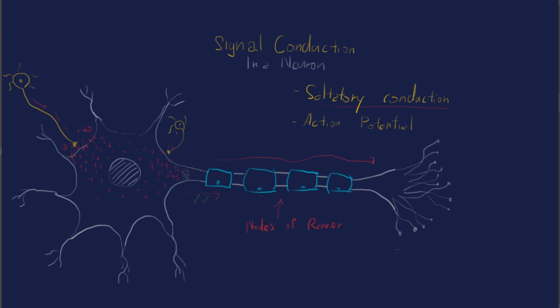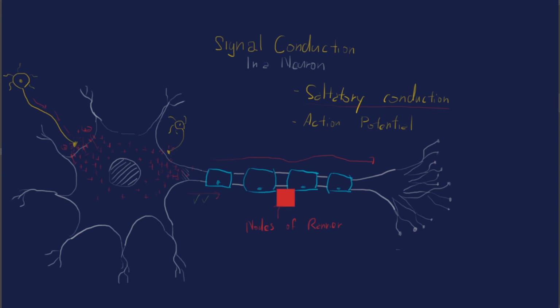But saltatory conduction is really fast. And at some distances, maybe 1 micrometer, the saltatory conduction is still strong enough not to dissipate. And so that's why you have those myelin sheaths.